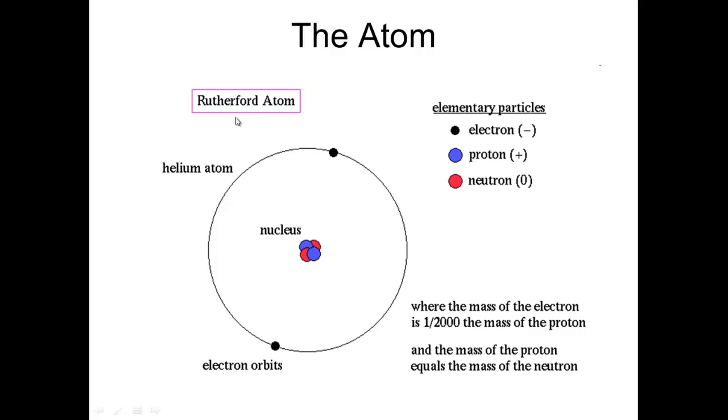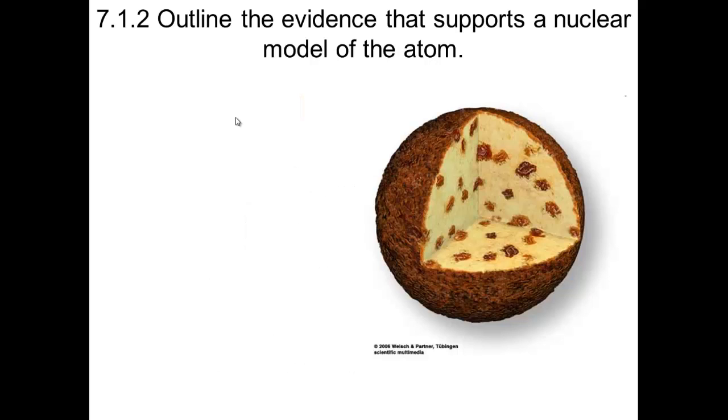This is also known as the Rutherford atom, after the professor that basically came up with this model. It wasn't always believed to be like this. This is the model, which is called the plum pudding model.